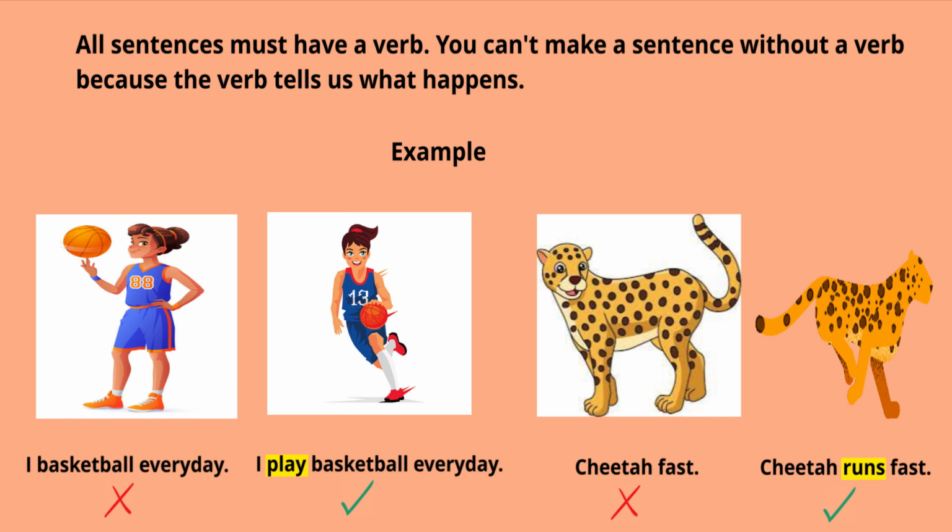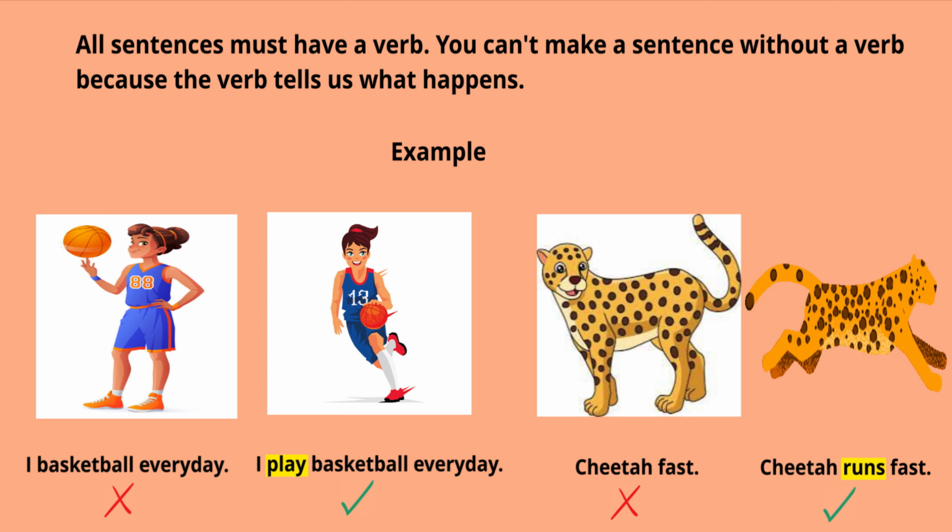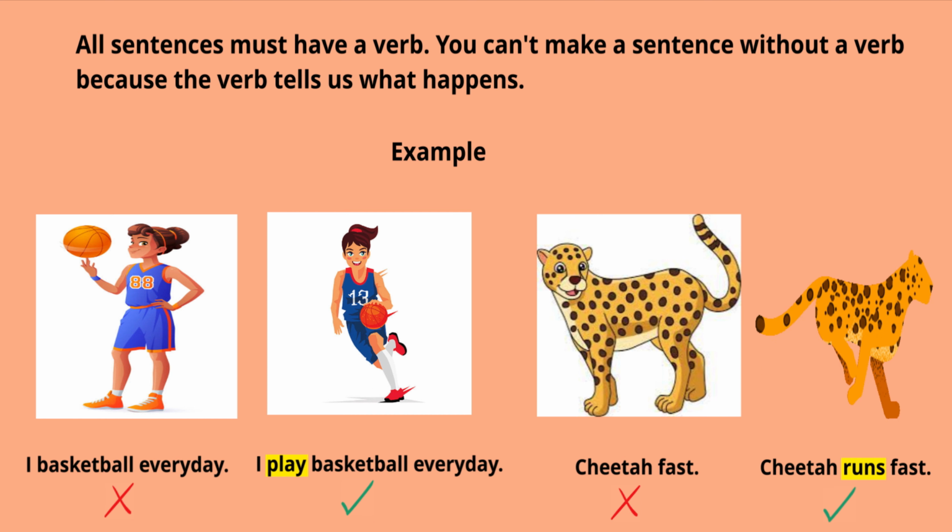All sentences must have a verb. Do you remember what a verb is? It is nothing but the action, right? It says what the noun is doing or does or it did. We'll talk about the tenses in the later part in a separate video. So all sentences must have a verb. You can't make a sentence without a verb because the verb tells us what happens.